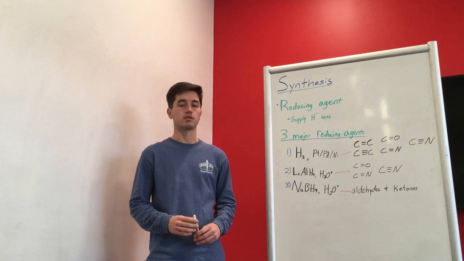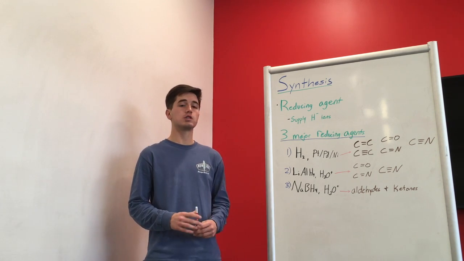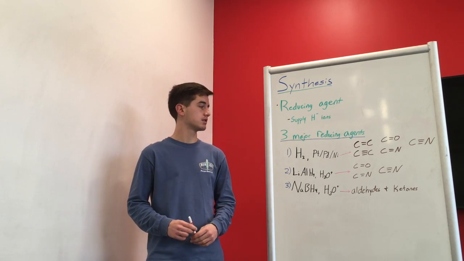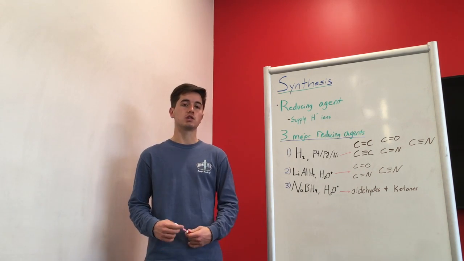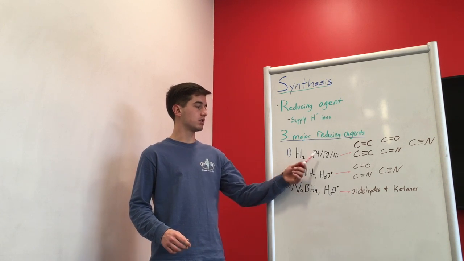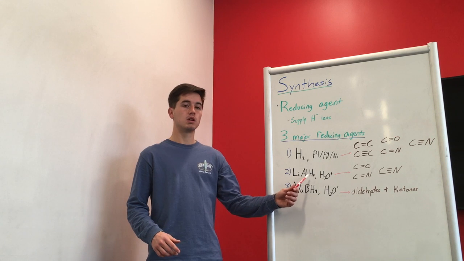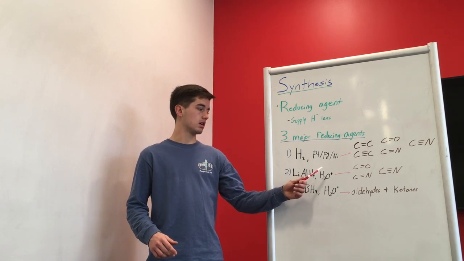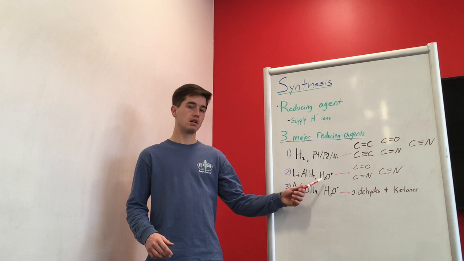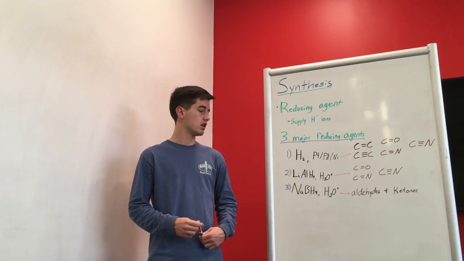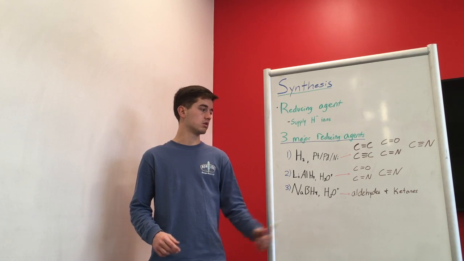Next, let's look at the synthesis of alcohols using a reducing agent. And a reducing agent is actually able to supply H- ions. So the three major reducing agents that we can use are H2 with a metal catalyst. We can also use lithium aluminum hydride with an H3O+ quenching reagent, and then we have sodium borohydride with an H3O+ quenching reagent as well.